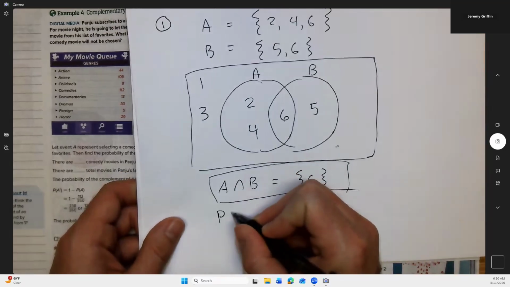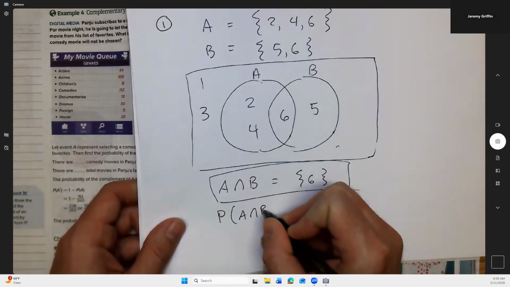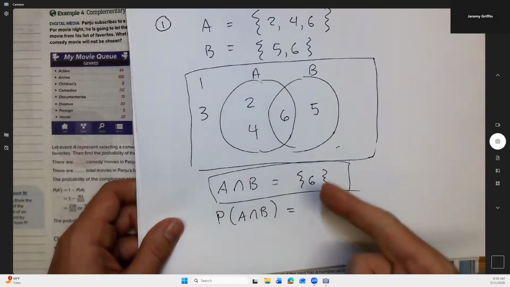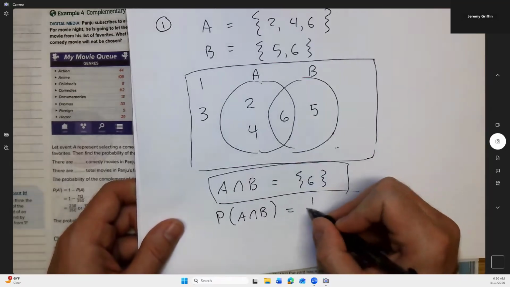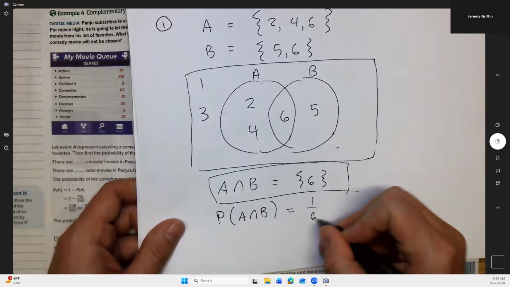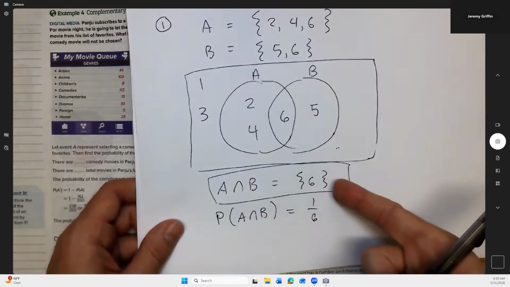You could have said, what's the probability of A intersection B? And then you would say, well, there's one event happening out of 6 ways I could have rolled the die. Okay, so it could be 1 out of 6 chance of this happening.